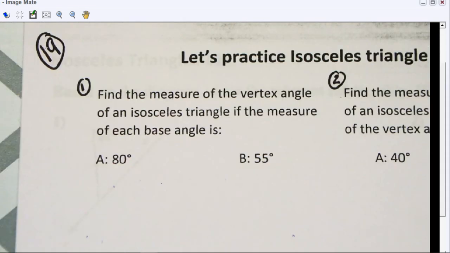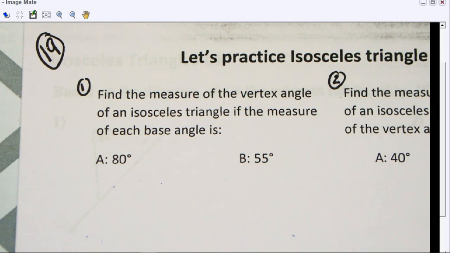All right, so on page 19, we're going to start with algebra. So number 1 has 2 different problems in it. It says, find the measure of the vertex angle of an isosceles triangle if the measure of each base angle is, and we're going to start with the first one, 80. These are how a lot of your problems are going to be. There will be word problems, okay? So I don't want you to be intimidated by all of those words. You just kind of have to find the vocab words and see what each of the vocab words mean.